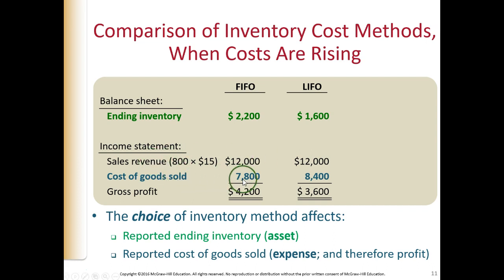Cost of goods sold, of course, is different. We saw these numbers earlier. Gross profit is also different then because we take away from sales the cost of goods sold. So under last in, first out, the gross profit's lower, and that would reflect a lower income before taxes and therefore a lower tax figure. The gross profit under FIFO is higher.